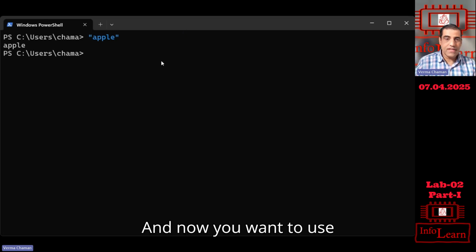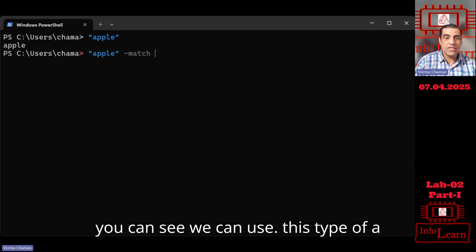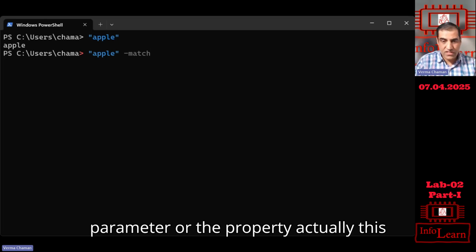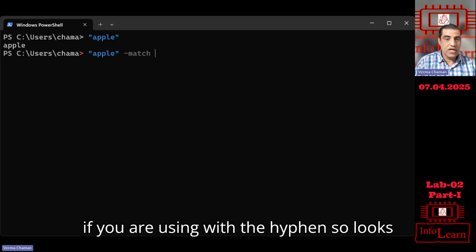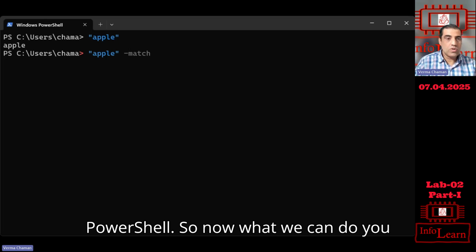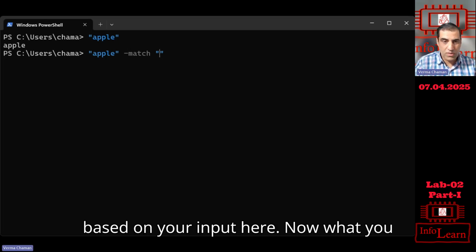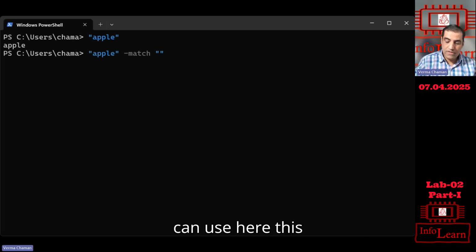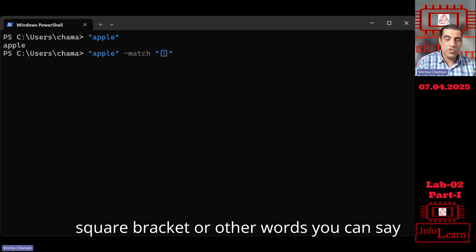Now you want to use a matching parameter here. This is a parameter, not a property actually. If you use it with the hyphen, it looks like the parameters in PowerShell. Now you want to match something based on your input, so you can use the square bracket.